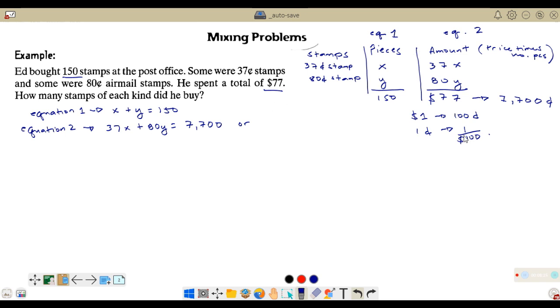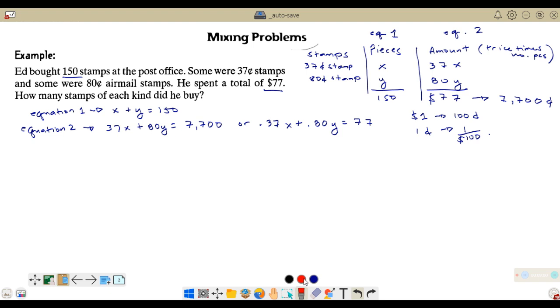So, since you have to divide it by 100, then yung 37 cents mo is just $0.37. Yung 80 cents mo is just $0.80. And of course, yung right-hand side mo will be retained, $77. So, you have two choices for equation number 2. Alin man dito sa dalawa yung gamitin mo, you will end up with the same answer.